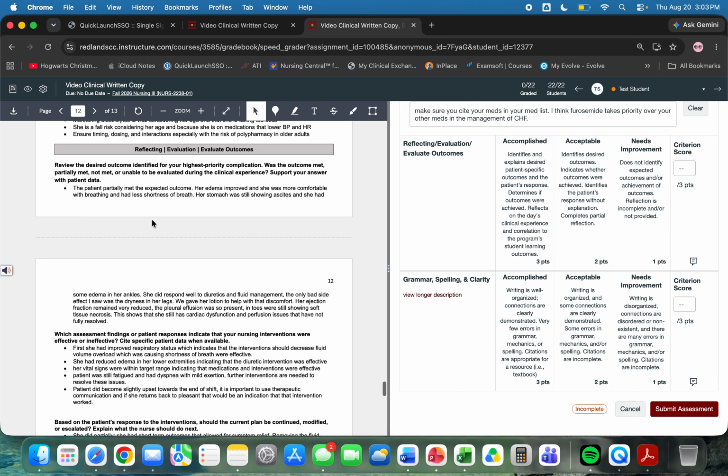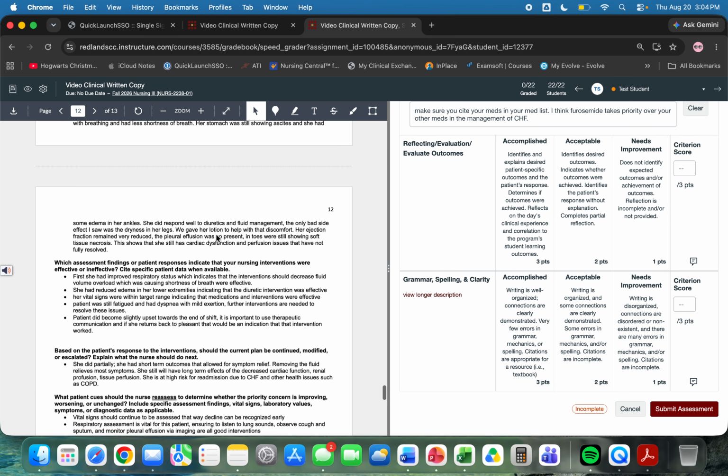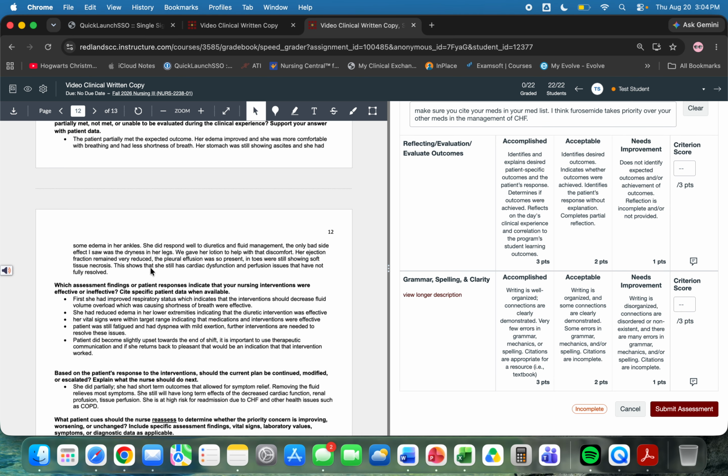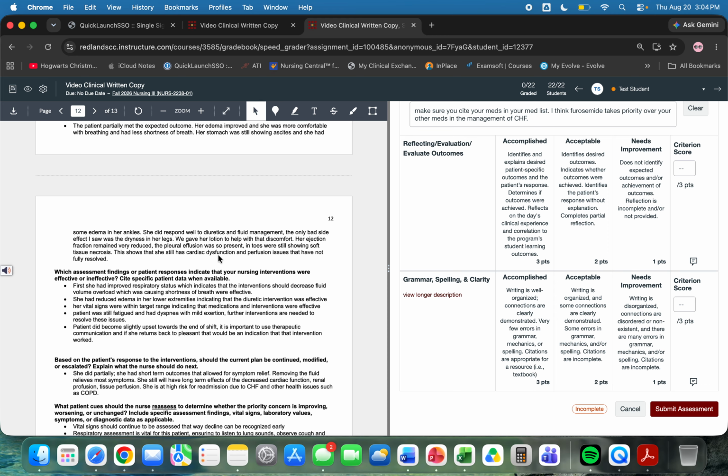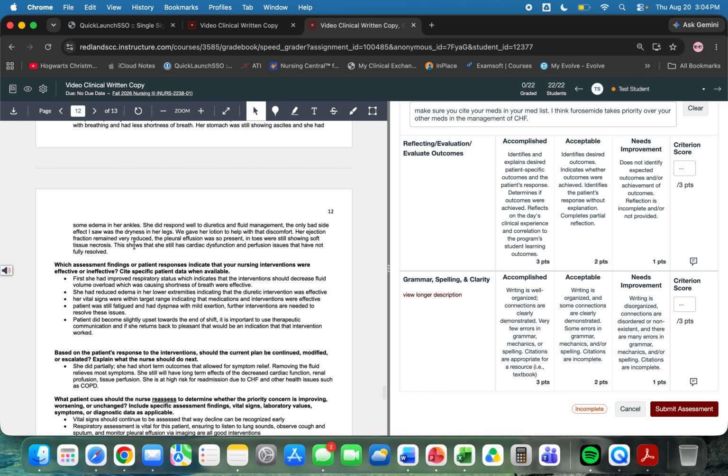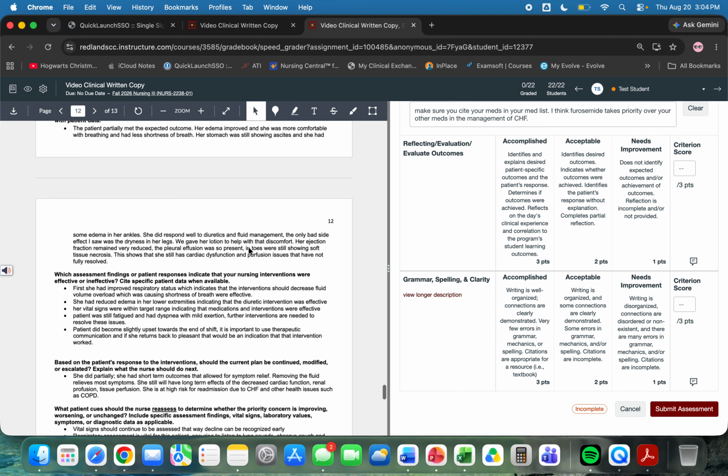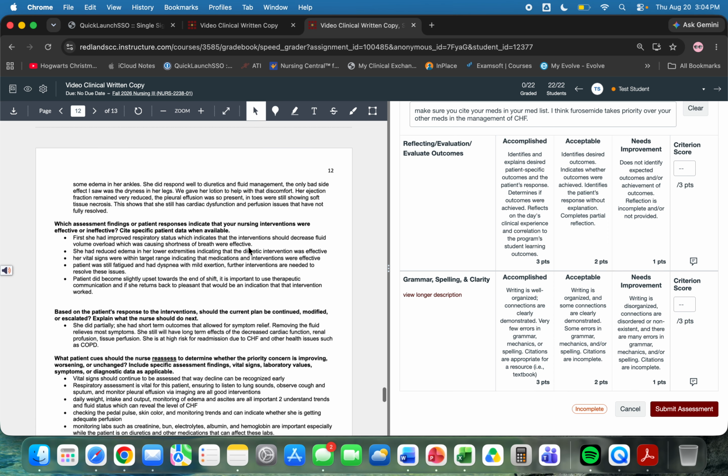So I'm looking to see what she's saying in her desired outcome was for her heart failure to improve, or maybe to show less signs and symptoms of poor cardiac output. She does say her edema was improved. She was more comfortable. Her stomach was still showing ascites. She had some swelling in her ankles. Ejection fraction was very reduced. So she did identify this has some cardiac dysfunction, and perfusion issues have not been resolved, right?